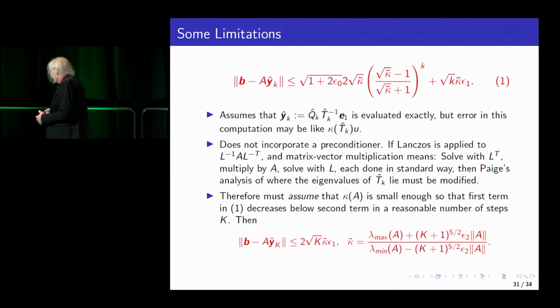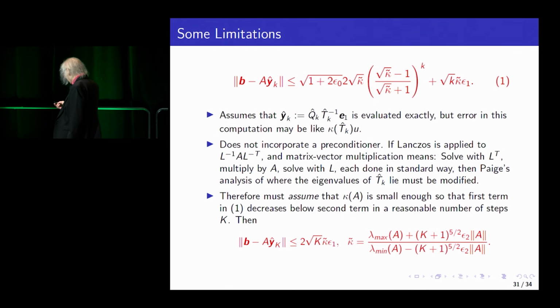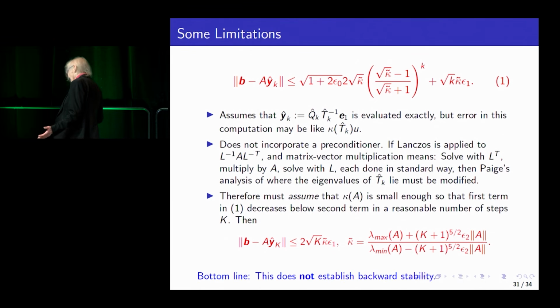And so if you want to use this result, we're going to have to assume that kappa of A is small enough so that even when we replace it by kappa tilde, which in fact is a function of k, but it involves k times the machine precision, or some power of k times the machine precision, this first term still goes down in a reasonable number of steps to where we're left with only the round-off term. So bottom line, I would say this does not establish backward stability of the Lanczos algorithm, and I would say that's still an open problem.